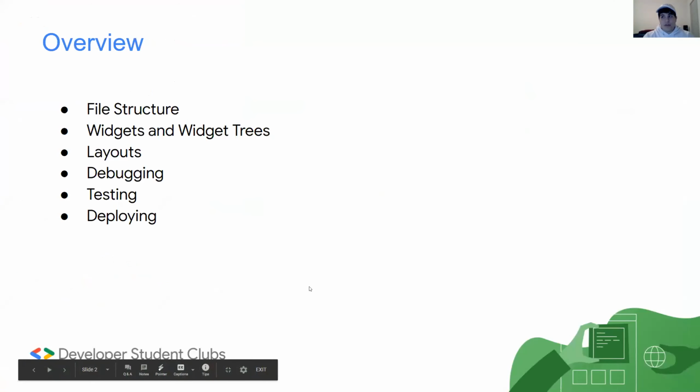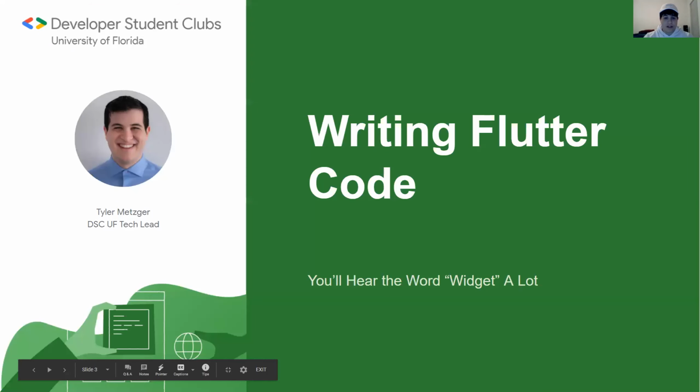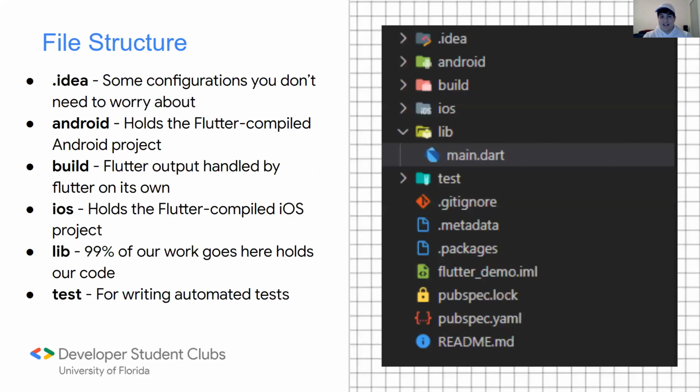So a quick overview. We are going to be going over some file structure, some widgets and widget trees, layouts, debugging, testing, and deploying. All right, so first up, I'm going to explain writing Flutter code. And just to give you a quick preface, you're going to hear the word widget a lot. So before I explain what widgets are, let's just go over the file structure.